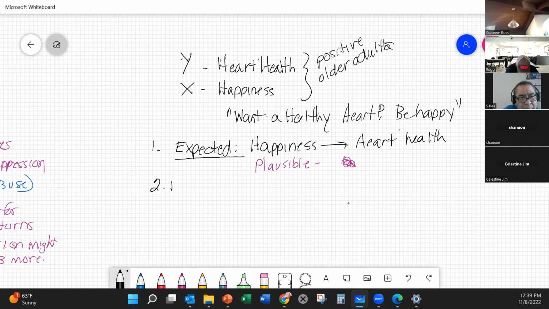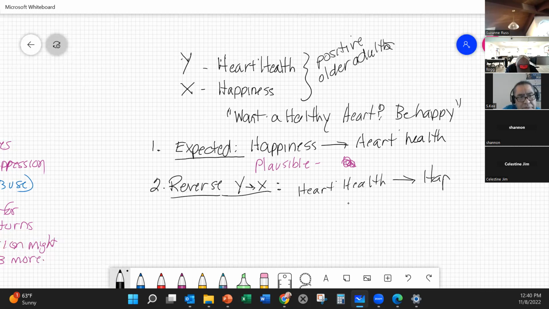Is it possible that the reverse is true? Y causes X. Could heart health cause people to be happier? What do you think? Could heart health cause happiness? What do you think? Someone who's here yet? We're almost done. I think so. Yeah, how so?